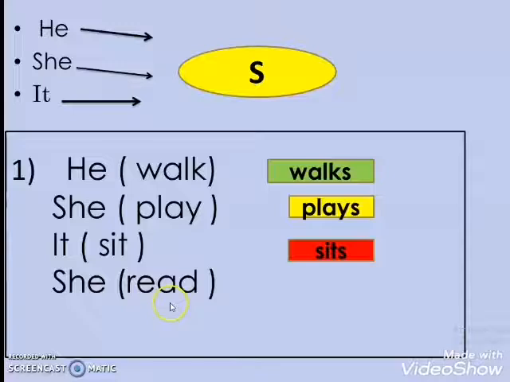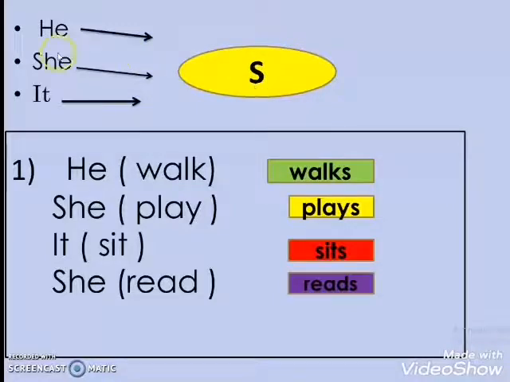She read. Where is the action verb here? Read. She read. So what should I add for the action verb read? I should add s. It becomes she reads. Reads. I add the letter s to the action verb read because I have the pronoun she. So when I have he, she, it before the action verb, directly I should add an s to the action verb.